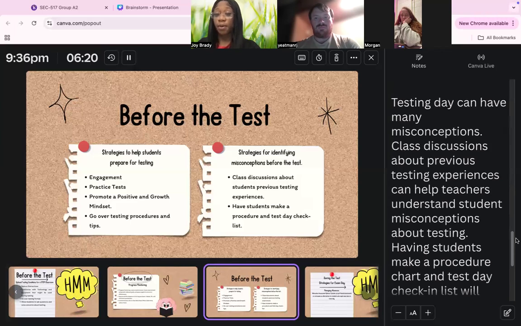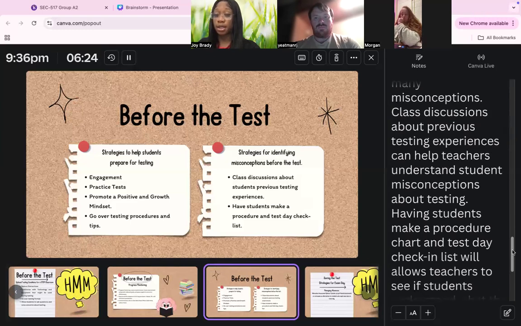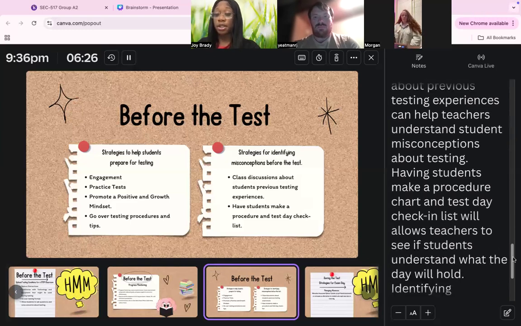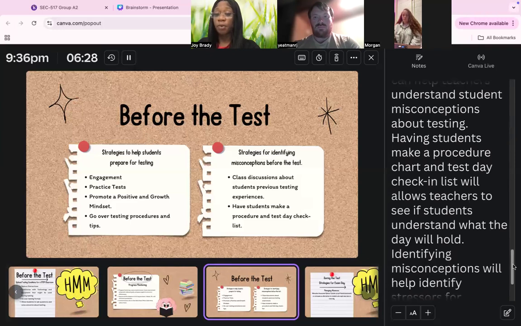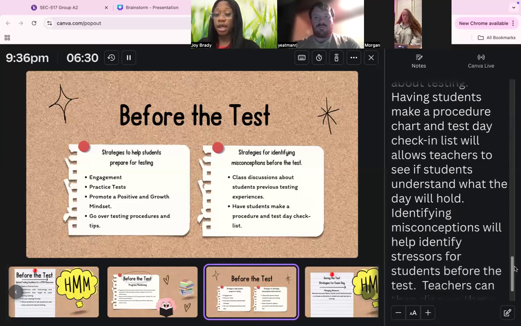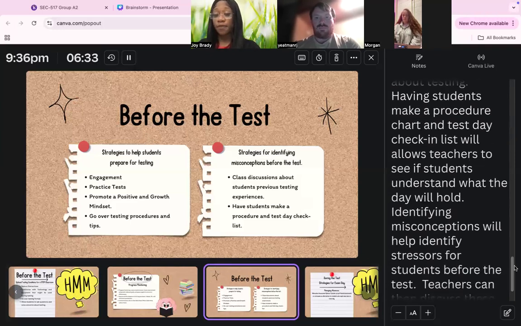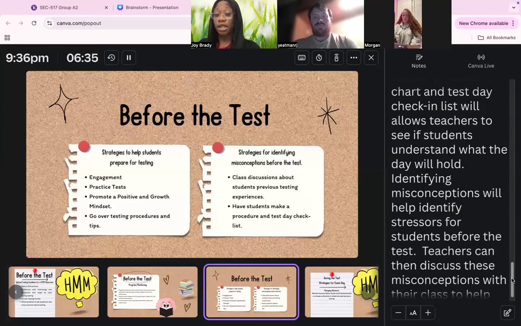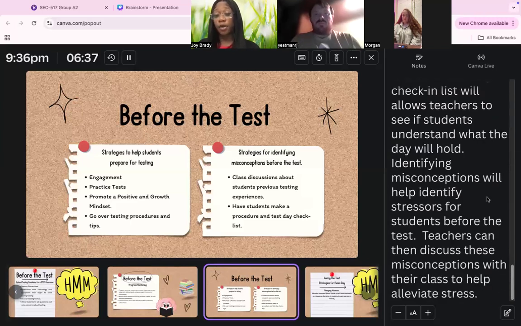Class discussions about previous testing experiences can help teachers understand student misconceptions about testing. Having students make a procedure chart and test day check-in list will allow teachers to see if students understand what the day will hold. Identifying misconceptions will help identify stressors for students before the test. Teachers can then discuss the misconceptions with their class to help alleviate stress.